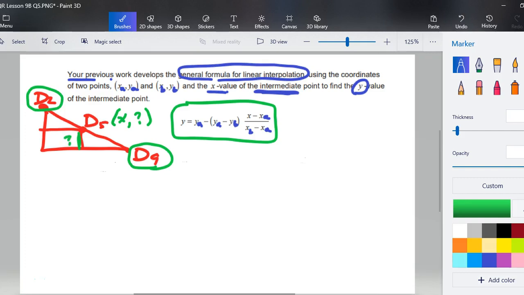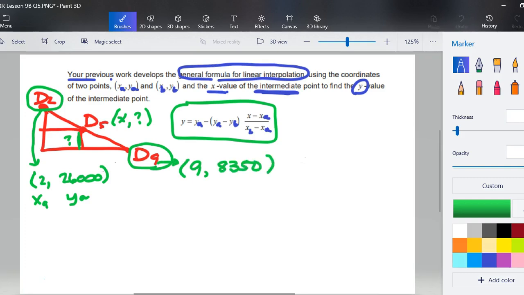So I'm going to go back to the very first part of this lesson, and it tells us at the beginning, here at year 2, we have a price of $26,000. Let's go ahead and call this x sub a and y sub a. At year 9, we have a price of $8,350, and let's call it x sub b and y sub b.